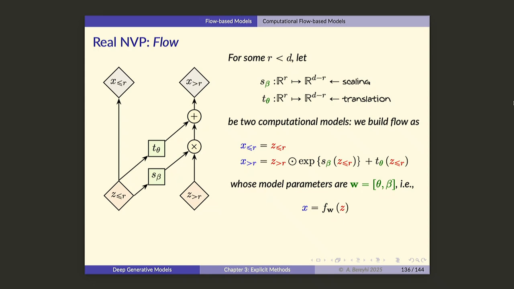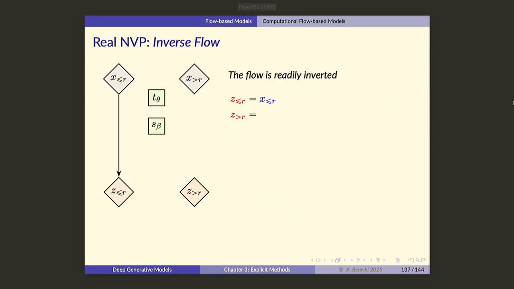Why? Just look at this architecture again. So I have this one, but this time instead of getting from Z to X, I want to get from X to Z, right? If I want to do that, how can I do it? Okay, I start from X. The first R entries inside X are exactly the first R entries inside Z, right? So what can I do? I can copy that first part of X into Z, right? So that is quite obvious.